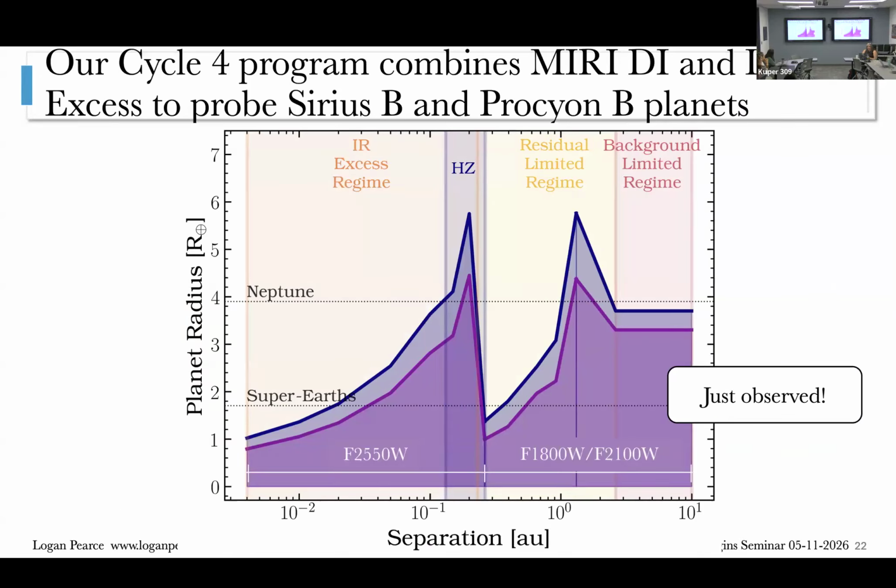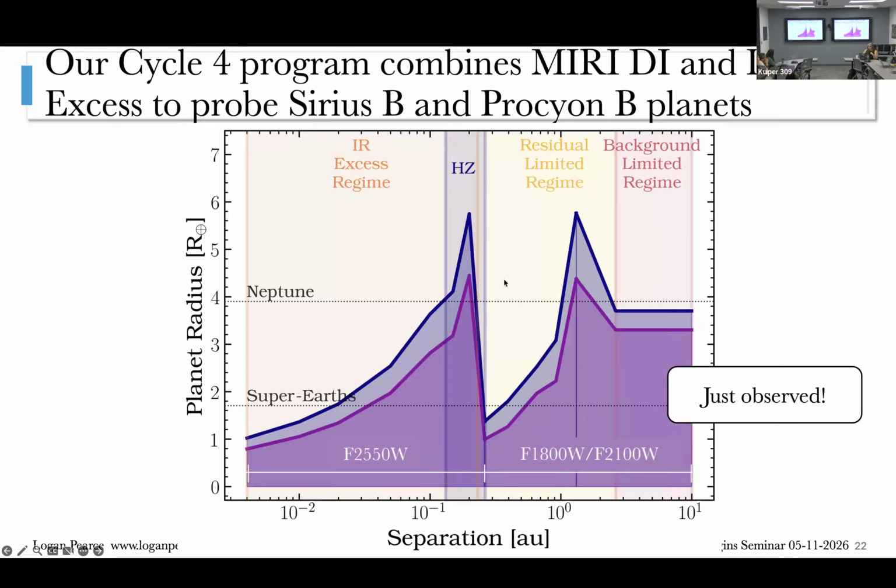So I have a program from cycle 4 of JWST that combines both of these detection methods to look for planets around Sirius B and Procyon B, which are 2 nearby hot white dwarfs. This figure is from my proposal, showing where I think we could get with separation and the radius of the planet we could detect at 5 sigma, which is blue, and 3 sigma, which is purple.